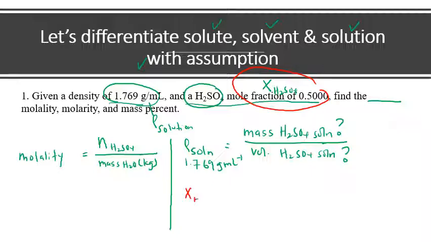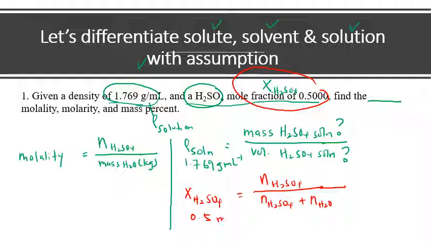Okay, mole fraction of H2SO4 equals number of mole of H2SO4 divided by number of mole of H2SO4 and number of mole of H2O, because the H2SO4 solution is made up from H2SO4 dissolving in water. So again, for this question, we have 0.5. Again, we have no idea the mole of sulfuric acid and also the mole of water. So when this is the case, we are going to do assumption.